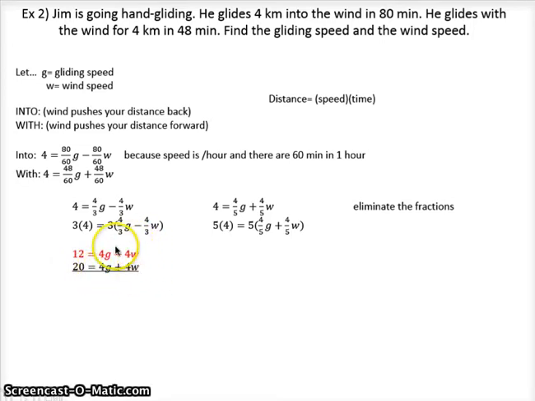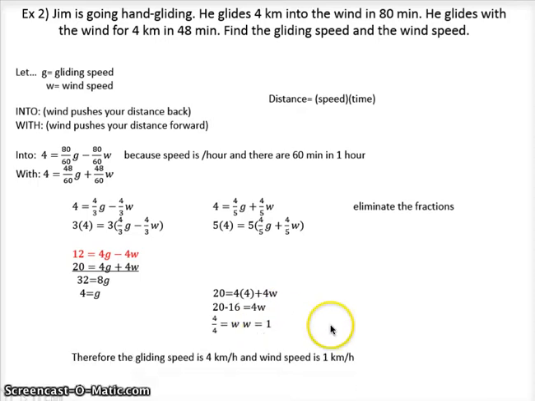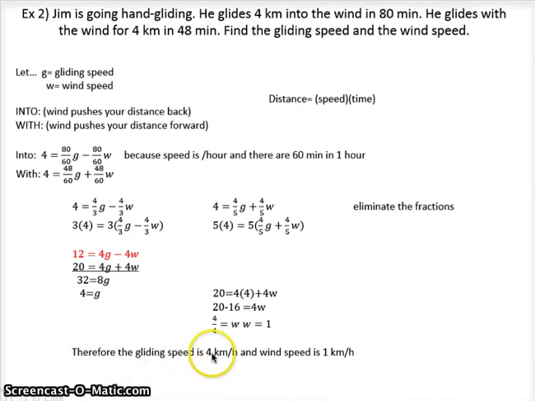So our coefficients are the same and different signs for W, so we can add straight down and eliminate W, being left with 32 equals 8G. Divide by the coefficient of 8, and G will equal 4. So now we can plug that back into one of our two equations, and we have 20 equals 4 times 4 plus 4W, and we can isolate for W and solve and get 1. So we have our therefore statement that the gliding speed is 4 kilometers per hour and our wind speed is 1 kilometer per hour.